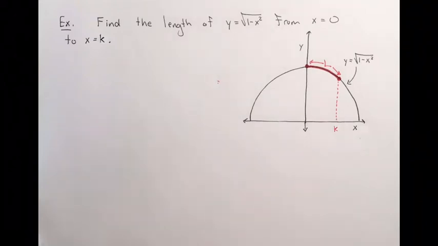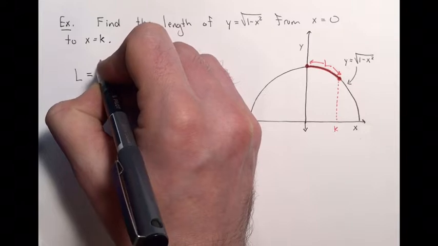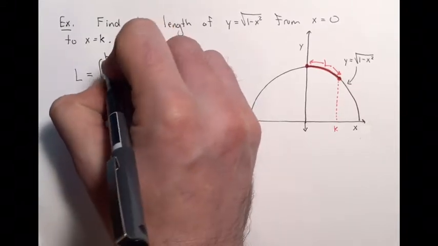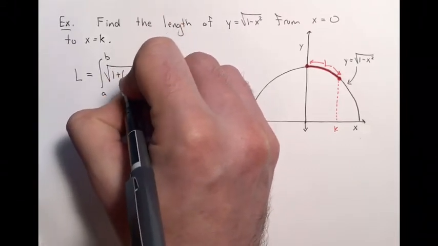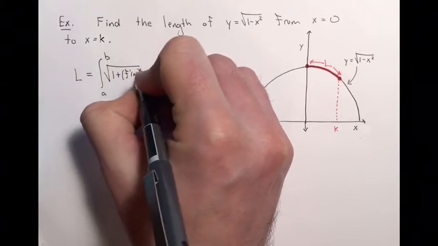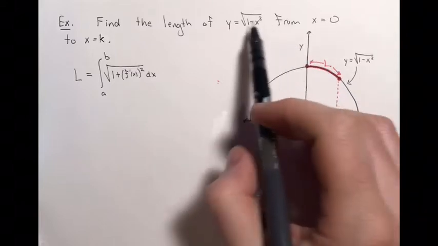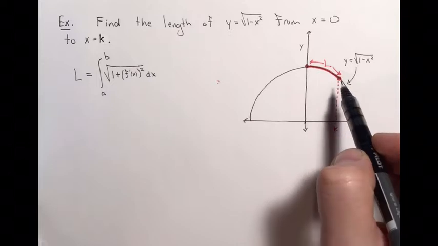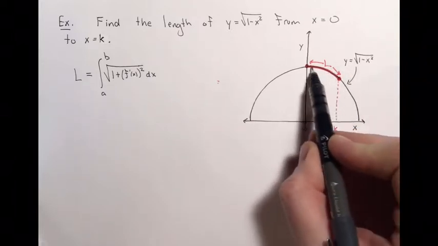Alright, so here we're going to be looking at the arc length along the circle, and we know already that the arc length is going to be given using the integral from a to b, square root 1 plus our derivative squared dx. So our curve in this case, we have y equal to the square root 1 minus x squared, and we want to know what is going to be the arc length from 0 until k. So we're looking at this arc length right there.